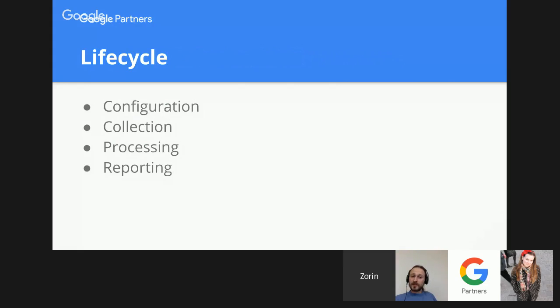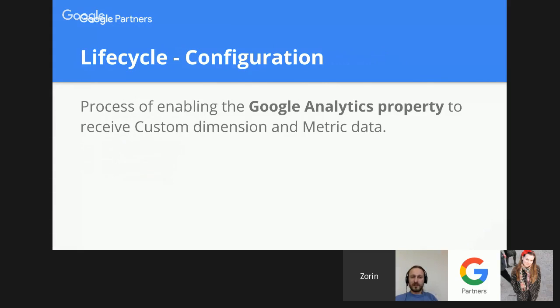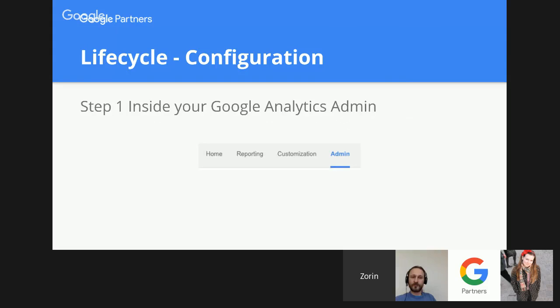The configuration part mostly is around defining what you are going to collect and how this data is going to be shown in reports. So, for instance, configuration is the process of enabling the Google Analytics property to receive custom dimensions and metrics data. Without this step, you will basically collect nothing. So be mindful of that step. Always configure your custom dimensions and metrics inside Google Analytics administration and then move forward.